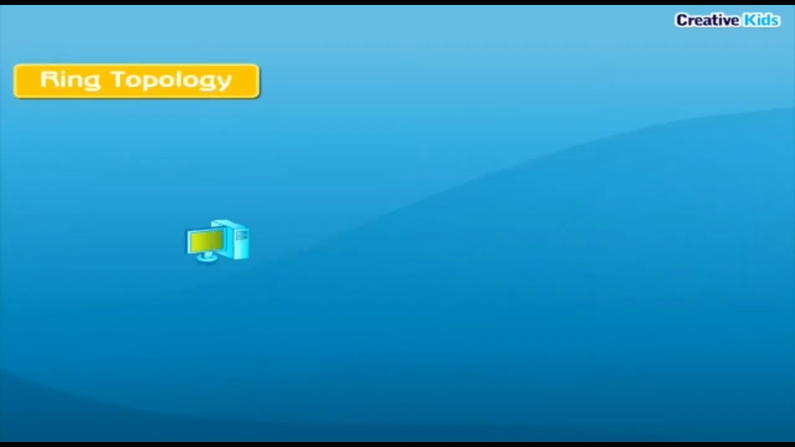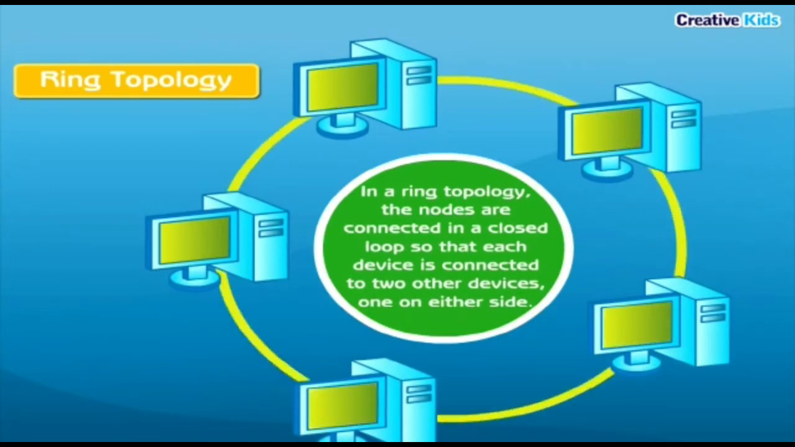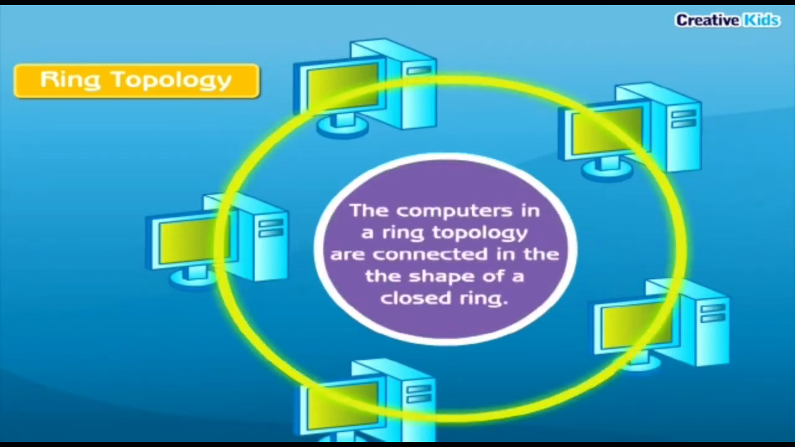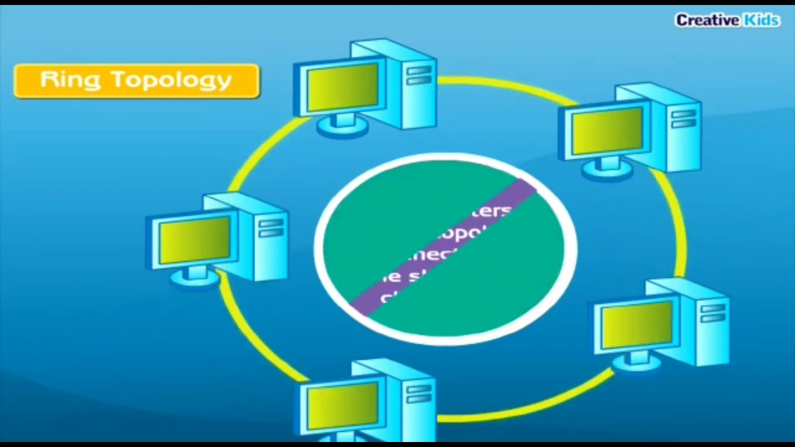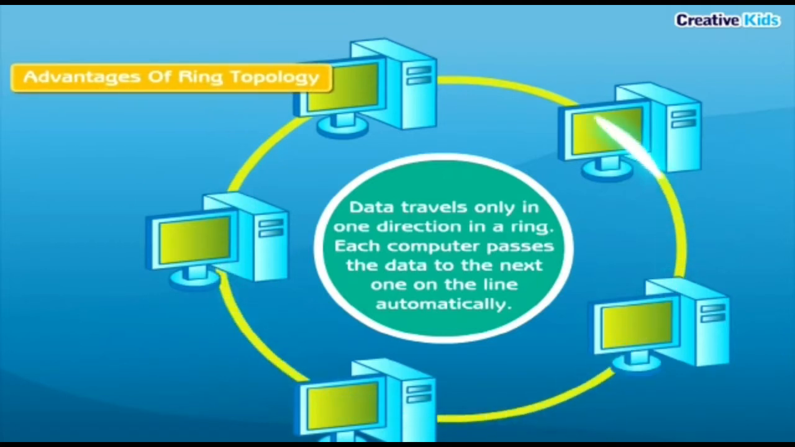Ring topology. In a ring topology, the nodes are connected in a closed loop so that each device is connected to 2 other devices, one on either side. The computers in a ring topology are connected in the shape of a closed ring. Data travels only in one direction in a ring. Each computer passes the data to the next one on the line automatically.